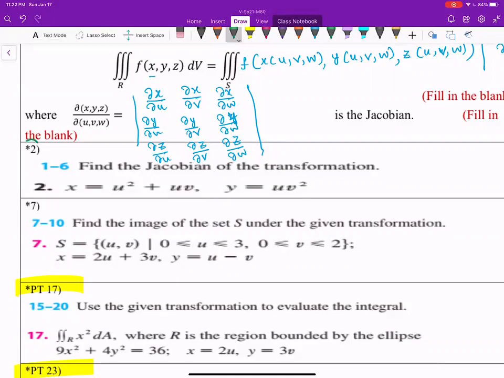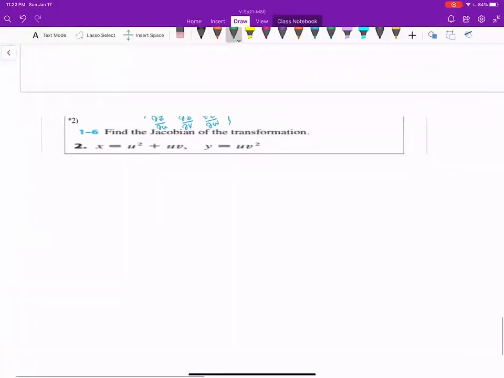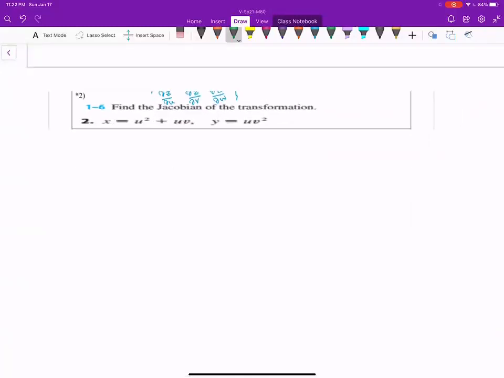Let's try this problem number 2 for Jacobian. Find the Jacobian of the transformation x equal to u square plus uv, y equal to uv square. So the Jacobian is defined as J, which is partial xy with respect to uv.